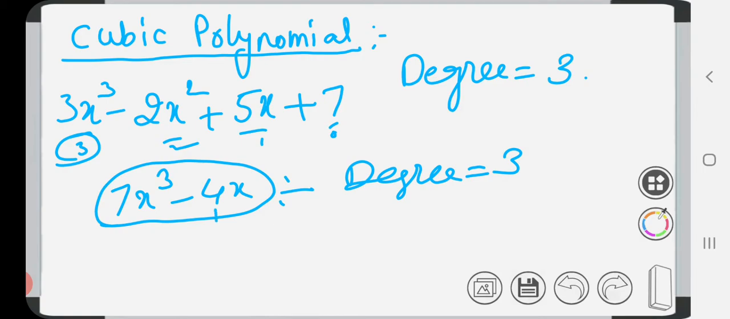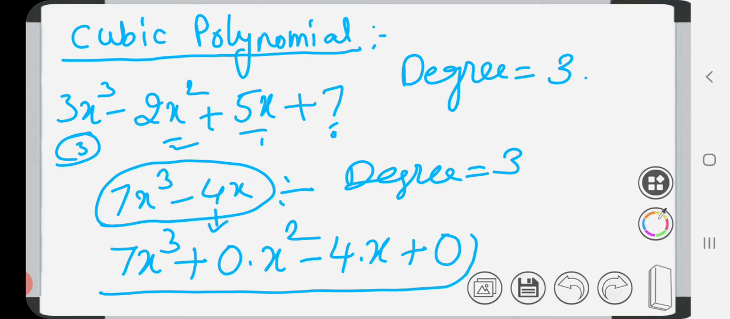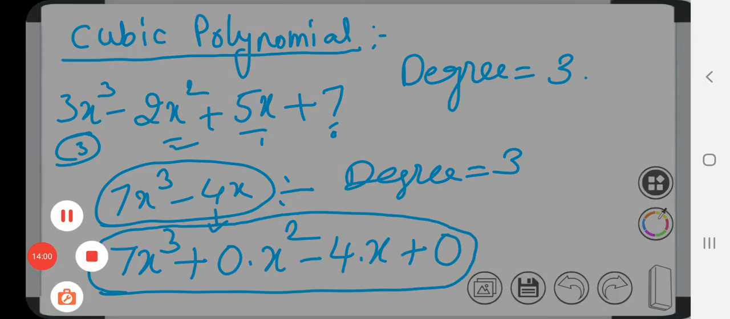If you observe in this case, the x square term and constant term are not there, then we can write 7x cube. If you need x square, we can write 0 into x square and minus 4 into x plus constant term. If you need, you can write plus 0. Like this, you can convert that. So this is called a cubic polynomial, and the cubic polynomial degree is 3.